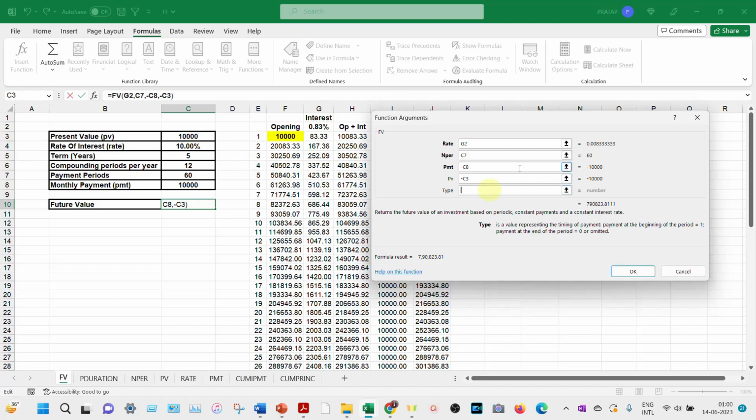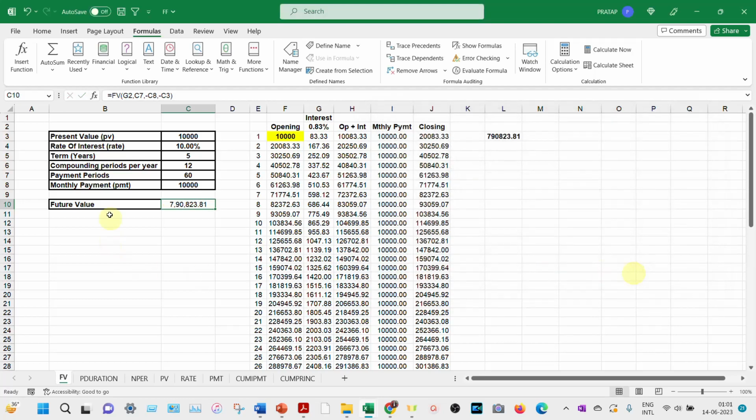Okay. Now coming to type, we have two options, either 1 or 0. 1 means the payment is made at the beginning of the period, which is not so in our example. And the second option is 0, where the payment is made at the end of the period. In case you leave the type section blank, then this will take the default value of 0, or payment at the end of the period. So in our case, we leave the type section blank and we click on OK. Now this gives us a value of 7,90,823, which is identical to the value that we had calculated through the table that I had shown you earlier.